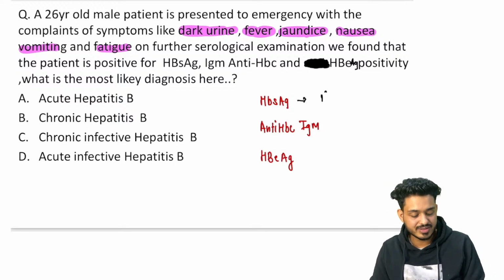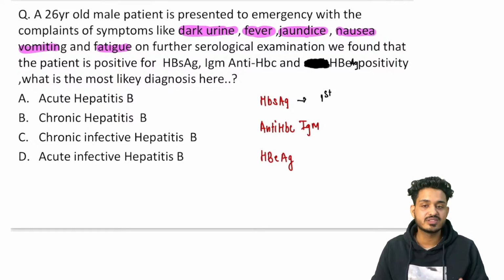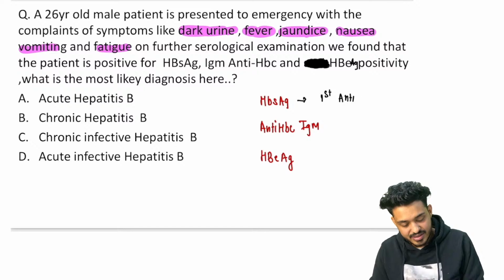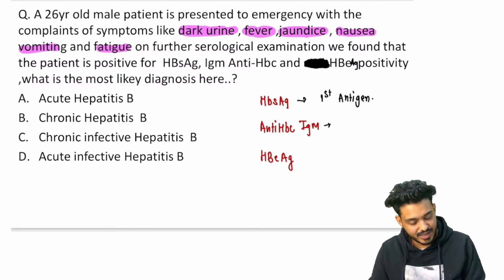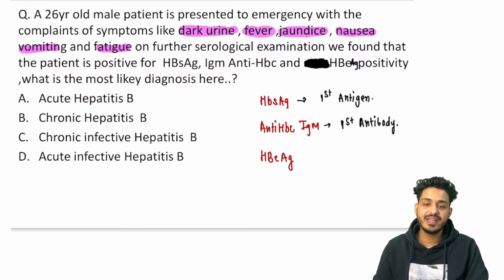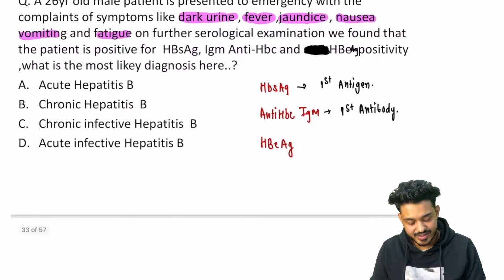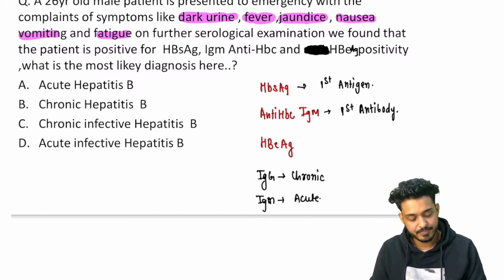Okay, look here. HBsAg is going to be the first antigen. Those who don't know how to solve this question, just understand these three words and you will be able to solve it. First, HBsAg, the surface antigen, is the first antigen that is going to be present in the body. The first antibody that is going to be formed is going to be your anti-HBc IgM type of antibody. If IgG had been given instead of IgM, that would show you the chronic thing. IgM is responsible for the acute thing, whereas IgG is responsible for the chronic thing. And HBeAg is going to be responsible for replication.